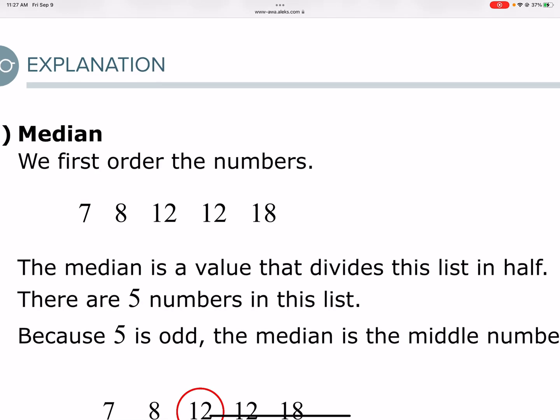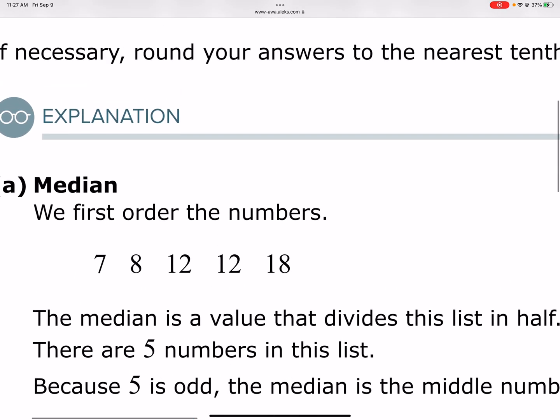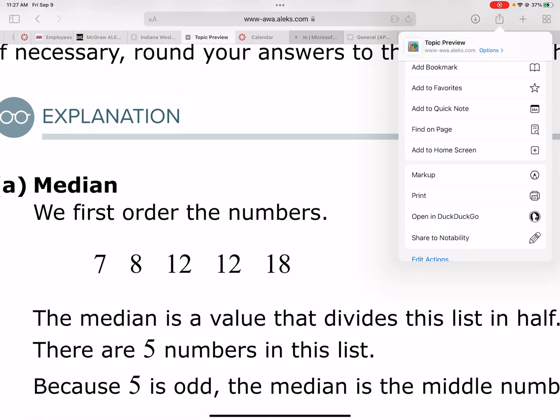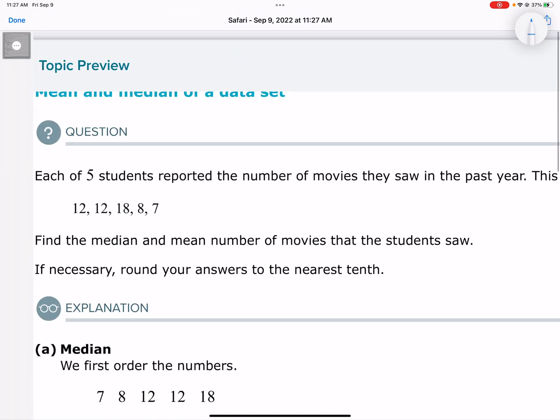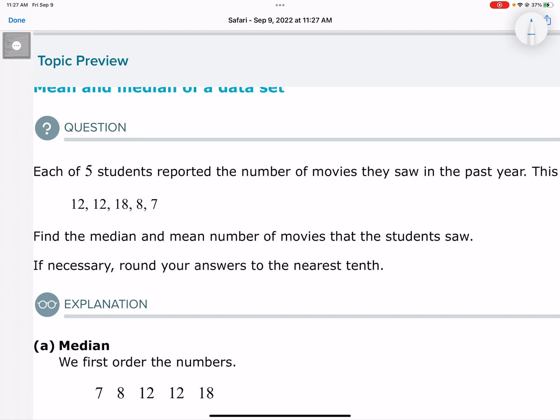So to do median, this is the way I like to do it. I say, okay, how many do I have? If I have 5, then I'm going to find my middle number. With this many, it's pretty easy to do. I'm going to cut out this first pair, I'm going to cut out the next pair, and the median's in the middle.